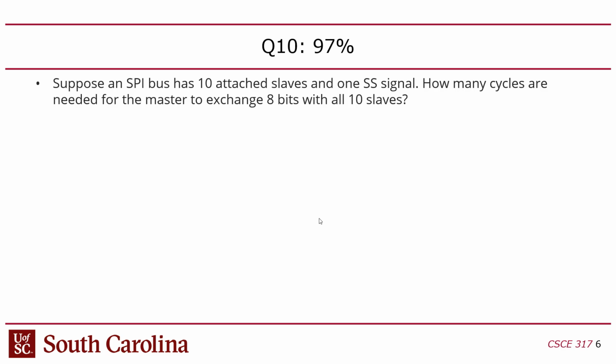Suppose an SPI bus has 10 attached slaves and 1 SS signal. If it has 1 SS signal, it must be doing a daisy chain like JTAG. So how many cycles are needed for the master to exchange 8 bits with all 10 slaves? It would be just 8 times 10.